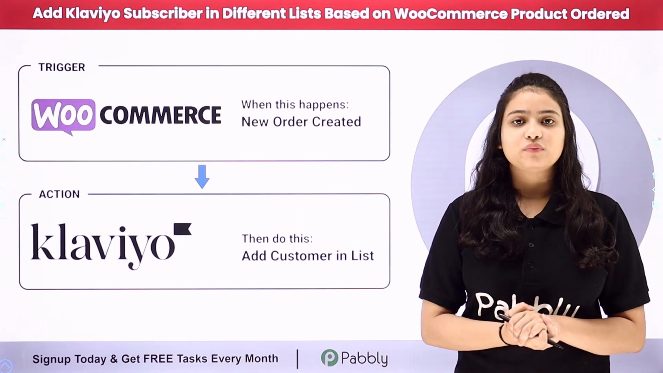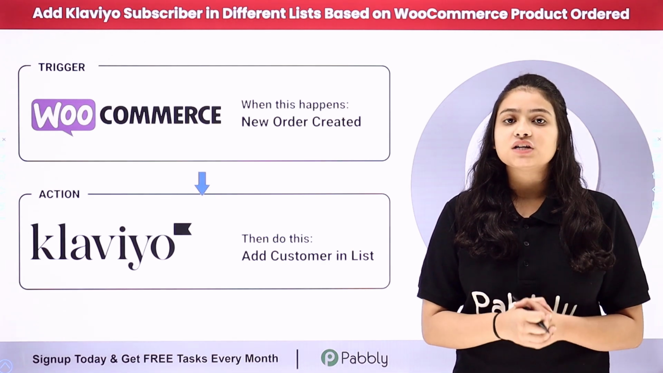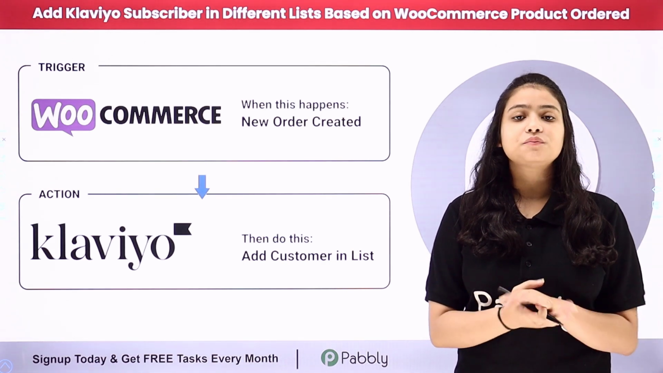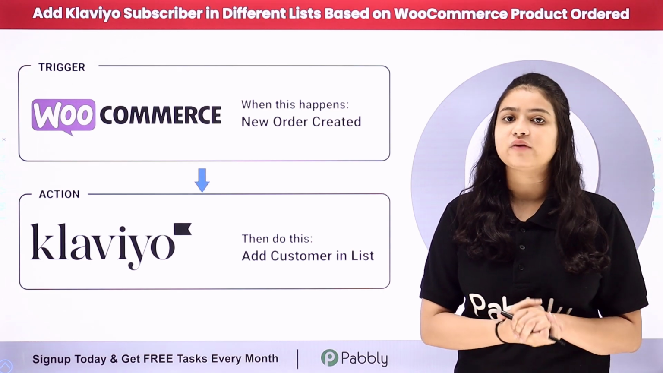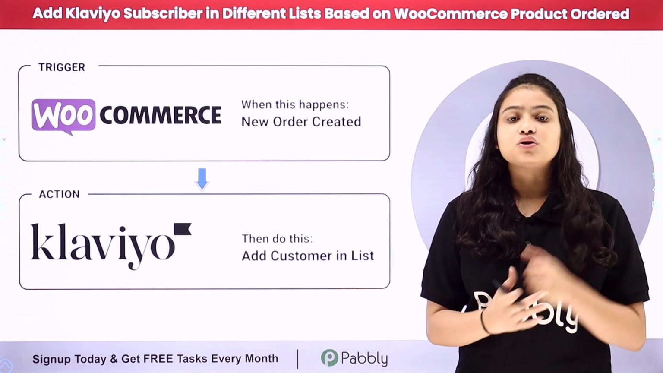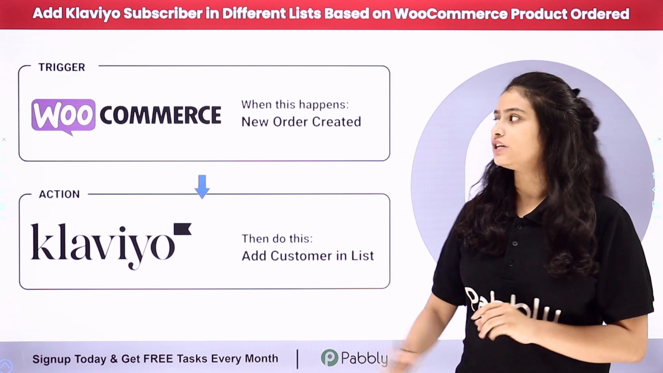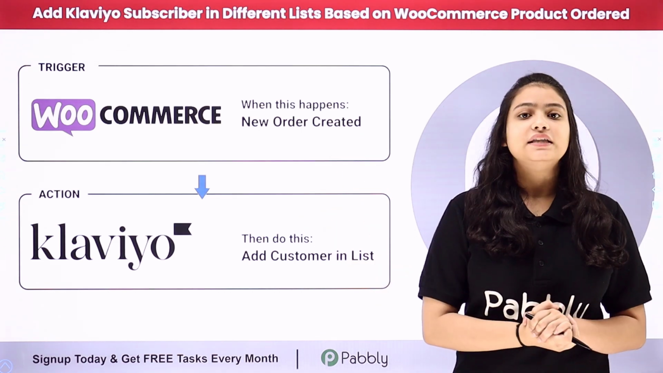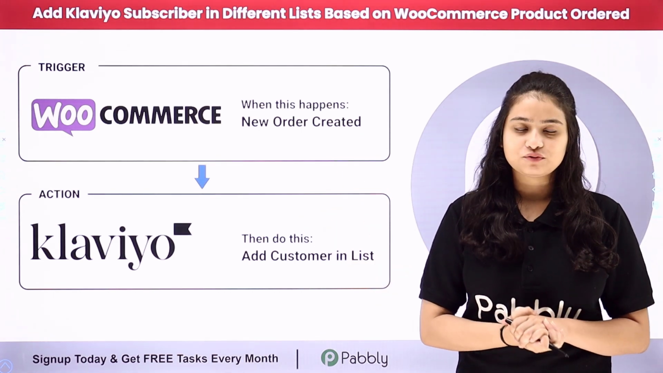So how are we going to automate this entire process? Here my objective is to add different customers, based on the product which they have purchased, in different lists of my email marketing application. To automate this entire process, I'm going to set up a connection between WooCommerce and Klaviyo, that too without the requirement of any coding and programming skills.